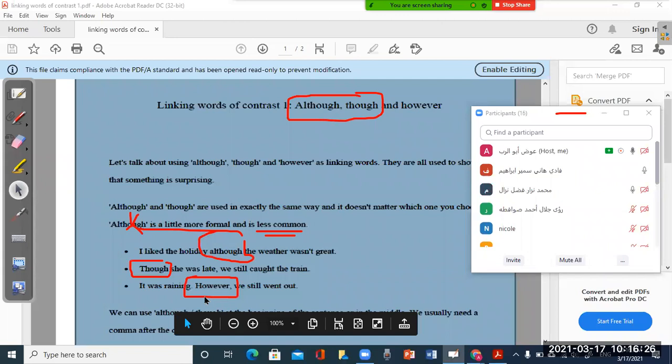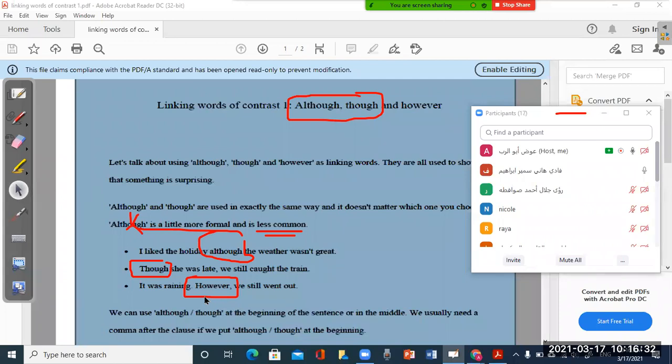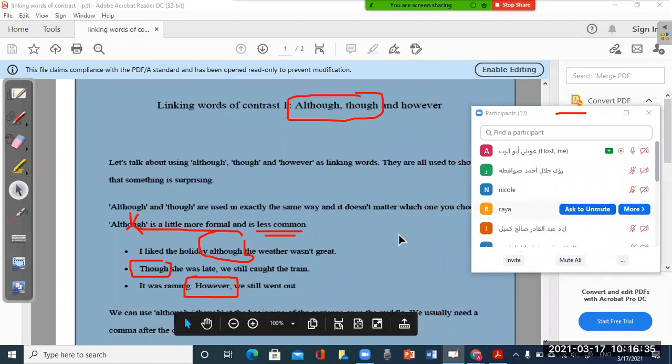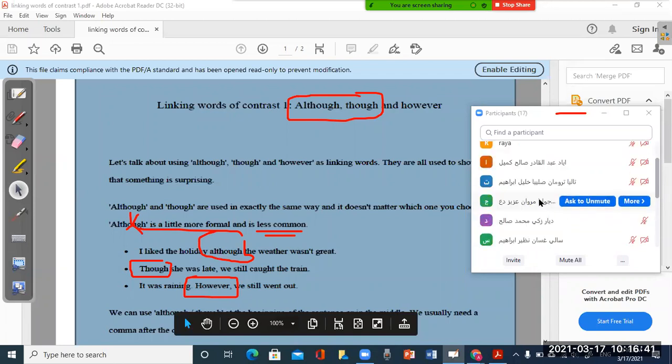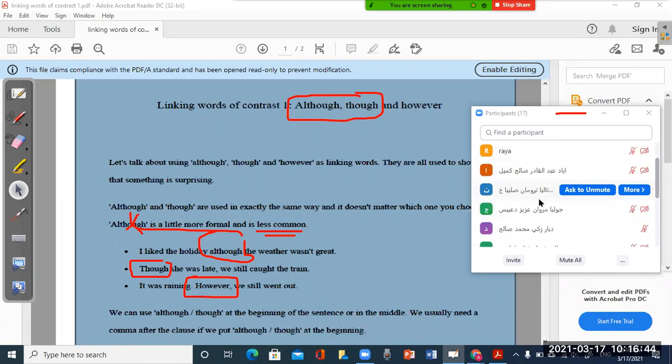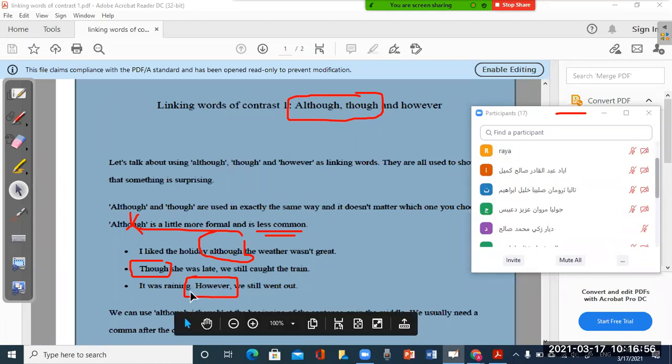Now, in example 3, what's the difference between example number 3 and the other two examples? Okay, full stop and comma. Between the sentences. Okay, so however is used between two sentences, with a full stop and a comma. Is it clear, everyone? Yes.